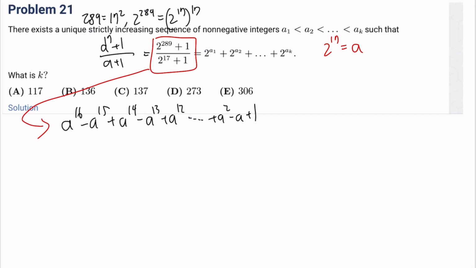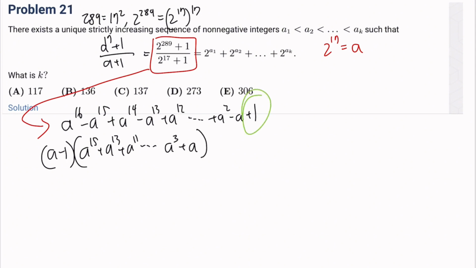And so we can now put these in groups of 2 like that, and that will make us able to take out a minus 1, right? Because this will be (a minus 1) times a to the 15th, this will be (a minus 1) times a to the 13th, this will be (a minus 1) times a to the 11th, and all the way to (a minus 1) times a. And so that will be a to the 15 plus a to the 13 plus a to the 11 all the way up to a cubed and then a, right? And then we have this one left over because we put them in 2's, right?